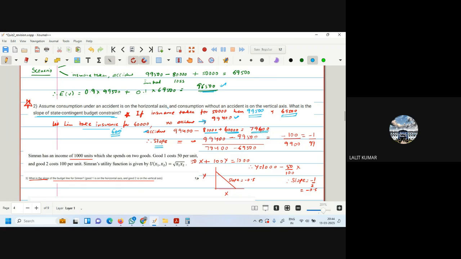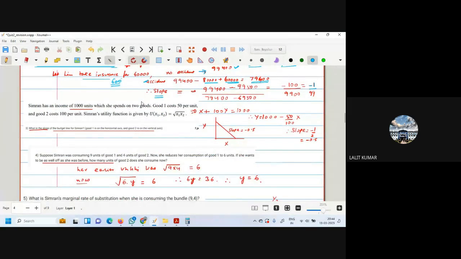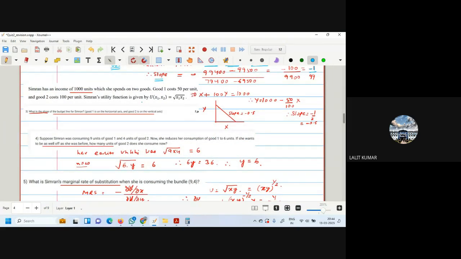So the slope is, y axis is consumption without an accident on the vertical axis. So it is y2 minus y1 divided by x2 minus x1. So 99,400 minus 99,500, it is minus 100. Here it is 9,900. So it comes to minus 1 by 90. We move to next question.